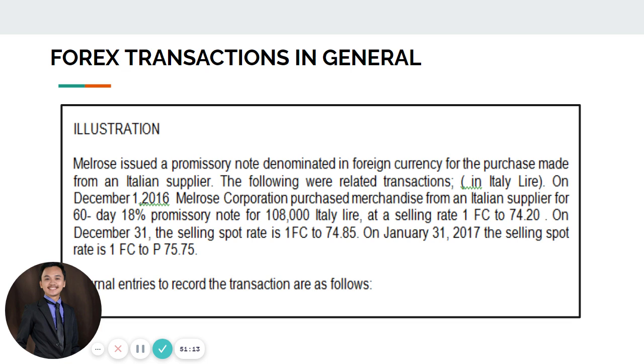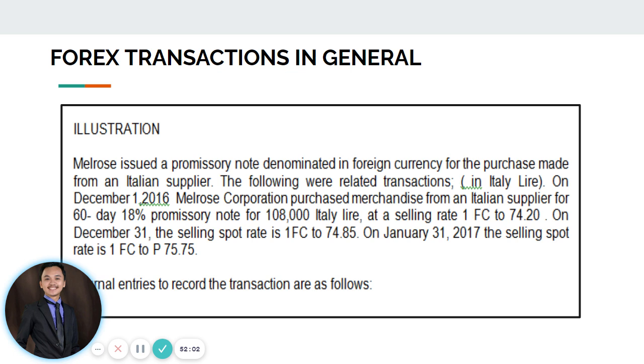Okay? Sige. We have here our last illustration for this video lecture. Melrose issued a promissory note denominated in foreign currency for the purchase made from an Italian supplier. Now, the following were related transactions in Italy's foreign currency. On December 1, 2016, Melrose Corporation purchased merchandise from an Italian supplier for a 60-day 18% promissory note for 100,000 currency units at a selling rate of 1 foreign currency to 74.20. On December 31, the selling spot rate is 1 foreign currency to 74.85, and on January 31, 2017, the selling spot rate would be 1 foreign currency to 75.75.